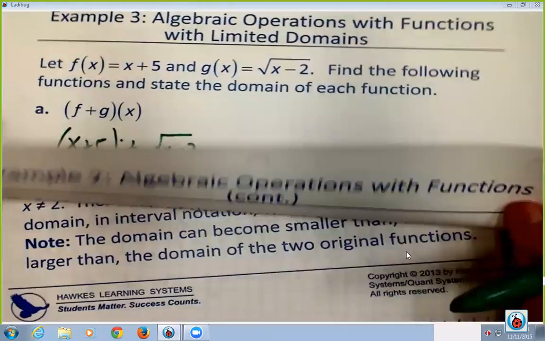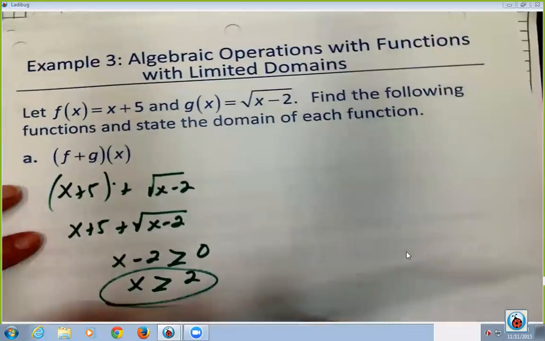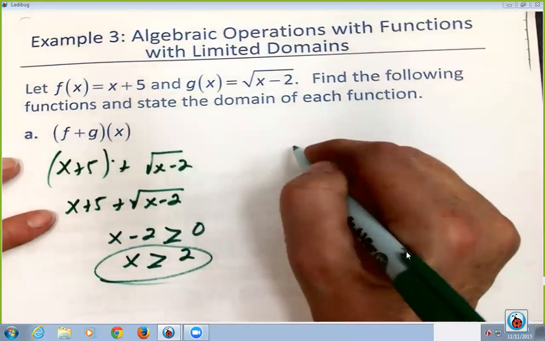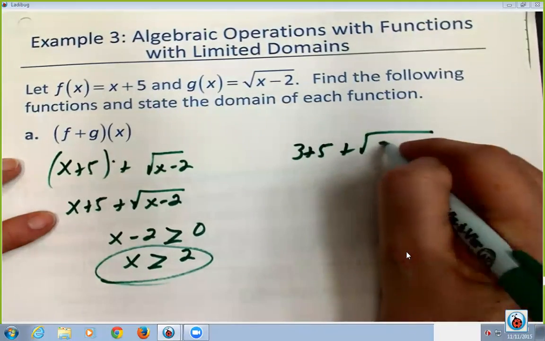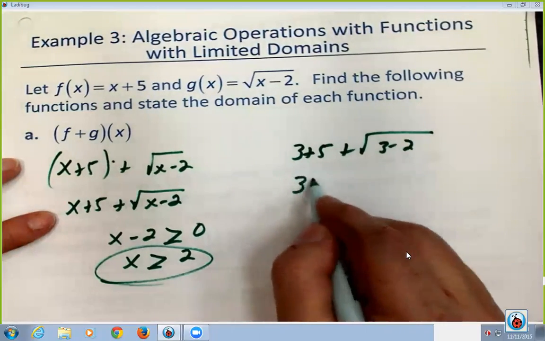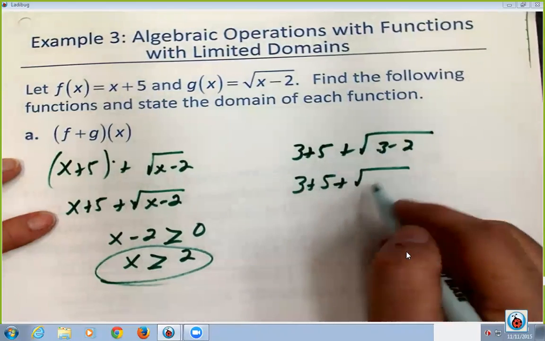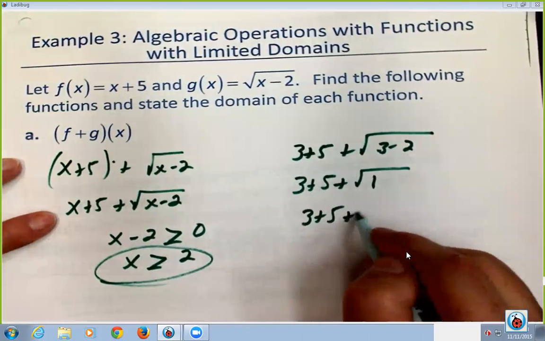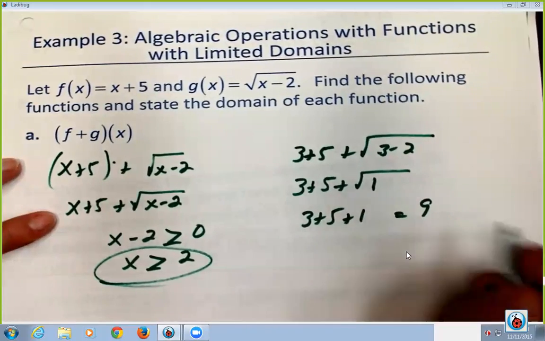So we're going to evaluate this for 3. So if I evaluate it for 3, that means over here, I'm going to plug in a 3 to this whole thing. So I'm going to have 3 plus 5 plus the square root of 3 minus 2. Or I have 3 plus 5 plus the square root of 3 minus 2, which is 1. So 3 plus 5 plus 1. And so my answer comes out to be 9.